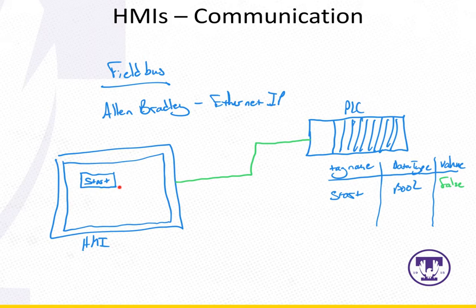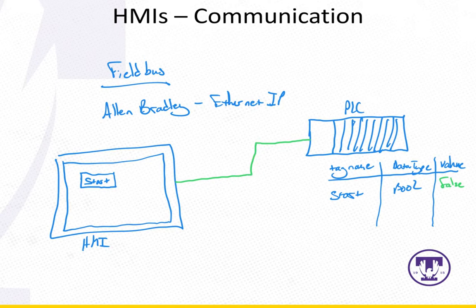So the tag that this button is connected to is set to true while the button is pressed. But as soon as the person or whatever's pushing the button stops pressing the button, then the value false is sent to that tag. So we press start, and the tag that's associated with it in the PLC, in this case the tag's name is start, becomes true. Then you release the start button, and the tag in the PLC becomes false again. And this all happens via the Ethernet IP network.